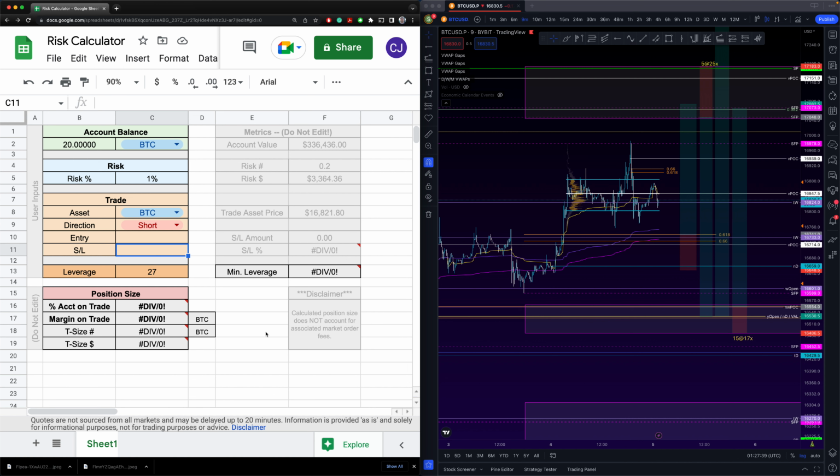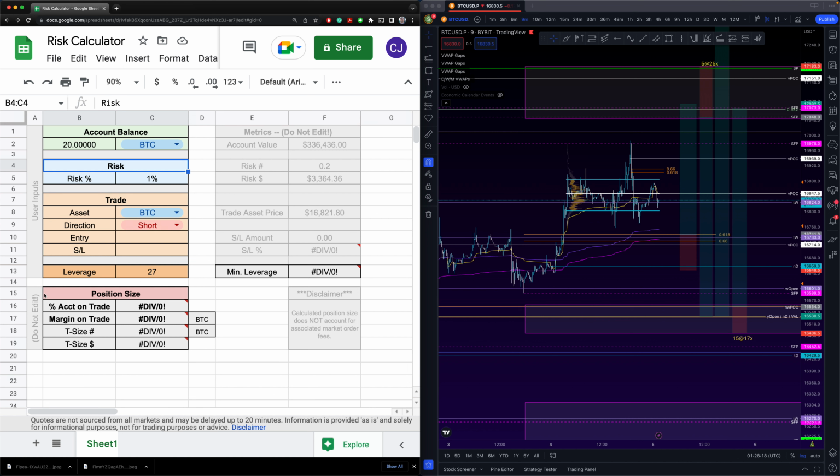When you look at the calculator, you'll see that there are three main sections. The section over here on the top left is going to be your user inputs. This will be where you input your account balance, the amount of risk that you're looking to put on each trade, the trade parameters such as the asset that you're trading and the direction of your trade, whether long or short, also the entry and stop loss points, and the amount of leverage that you're using.